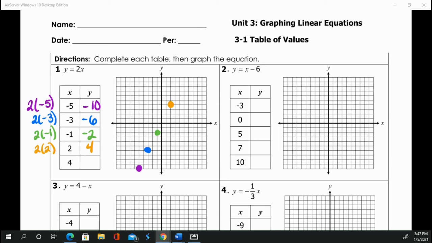You should also note that each of these points are going to form a line. So if there's a point that's askew, we want to check the math first, make sure we calculated it correctly, and then we want to check that we graphed it correctly. So our last point is the point 4, 8. So now that we have all of our points plotted, we want to connect and extend with arrows.